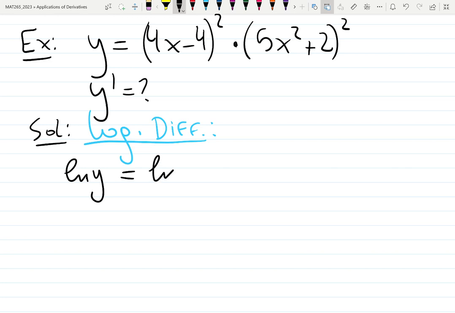ln y will be ln of, and let me color code everything because that's going to be super fun. People like, her definition of fun is not the same as my definition of fun.